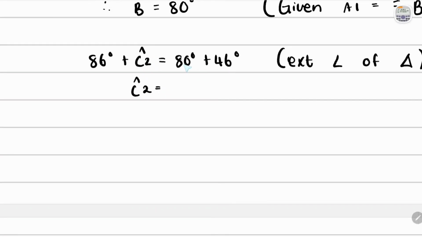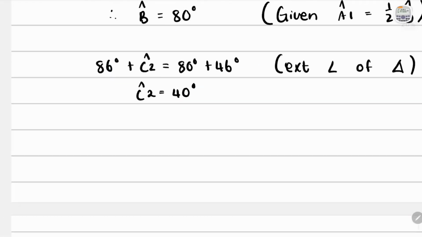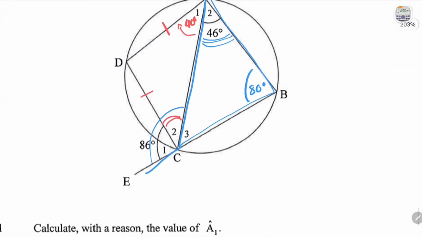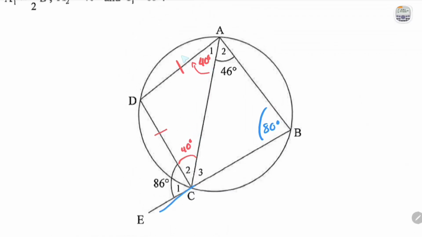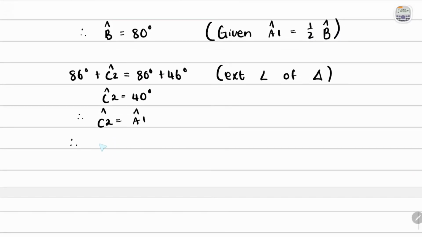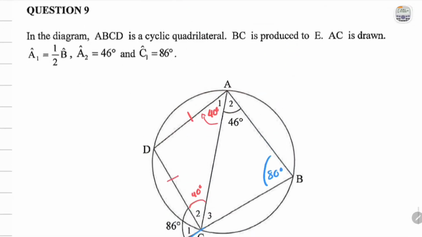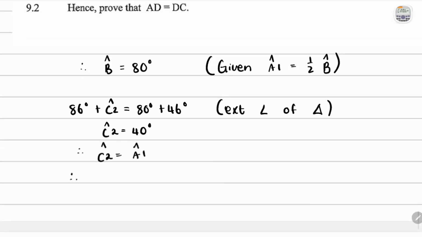Angle C2 is just equal to these two added and minus 86 degrees. Okay, which is equal to 40 degrees, because you can just cancel 80 degrees from both sides and you have 6 degrees. You take it over. 46 minus 6 is 40 degrees. Okay, so there we go. We found that this is equal to 40 degrees. So if angle C2 is also equal to 40 degrees, do you see that we have equal angles? So it would mean that the sides opposite those equal angles must be equal. Okay, angle C2 equals angle A1. Therefore, that means that that line AD must be equal to DC or CD.